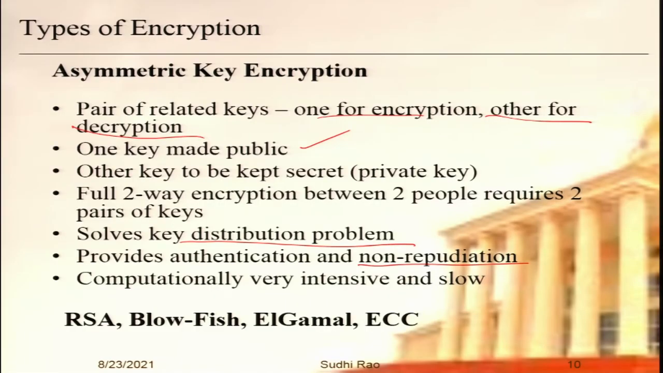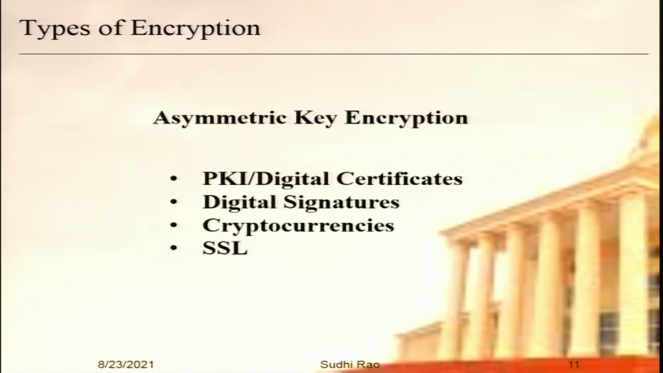If you hear names like RSA algorithm, Blowfish, ECC, elliptic curve cryptography, ElGamal, things like that, these are all examples of asymmetric key encryption. Asymmetric key encryption is commonly used for PKI, digital certificates and digital signatures. Cryptocurrencies also use asymmetric encryption.